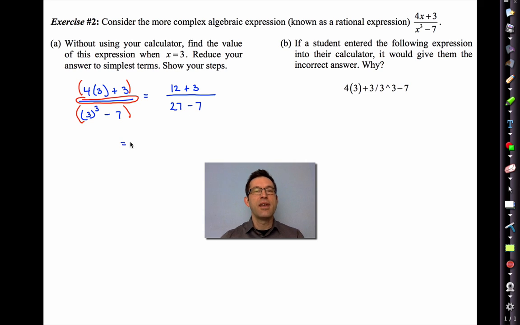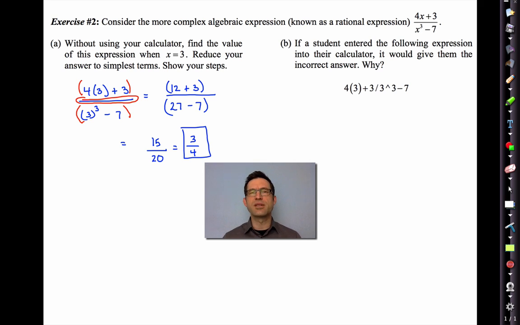Now, again, I know division comes before addition and subtraction in order of operations, but again, this idea that I have these implied parentheses in the numerator. So 12 plus 3 is 15, 27 minus 7 is 20, and then obviously we can reduce that by dividing both numerator and denominator by 5. So my final answer is 3/4.